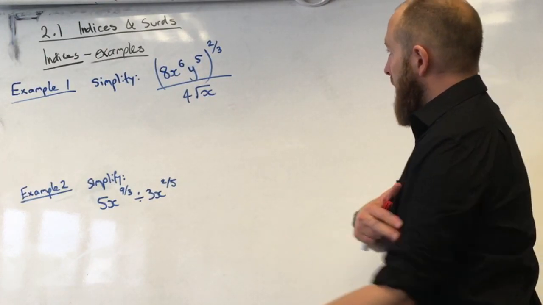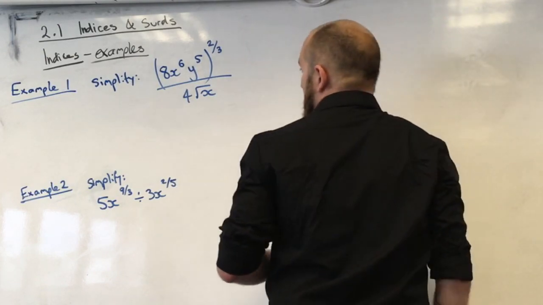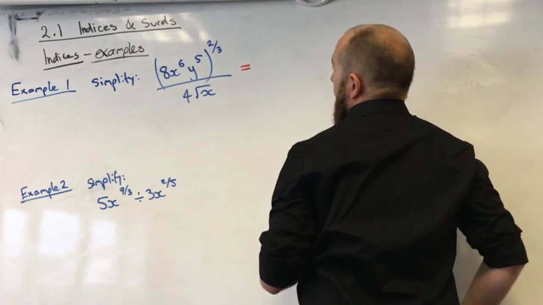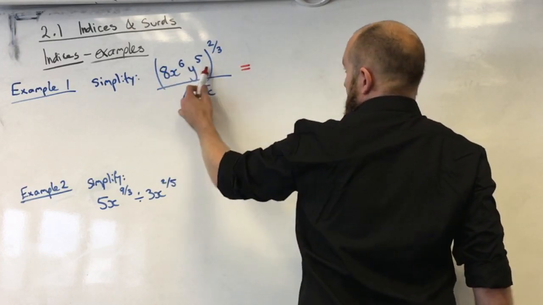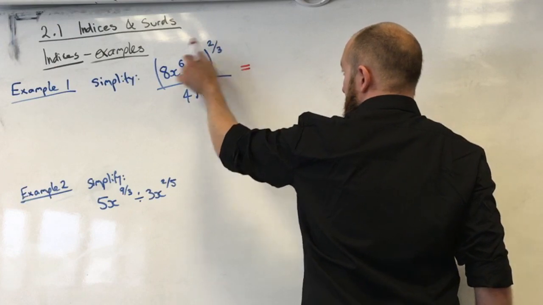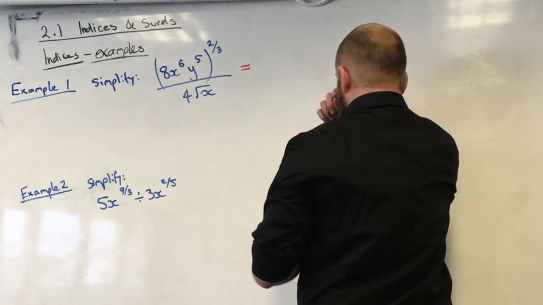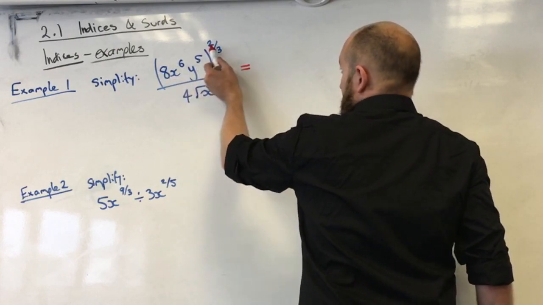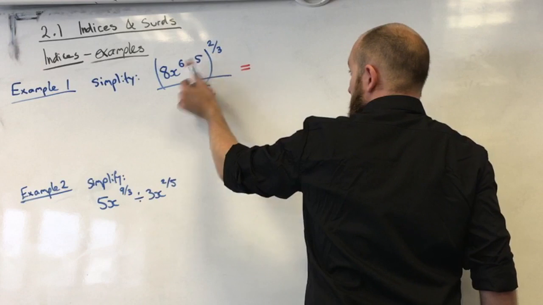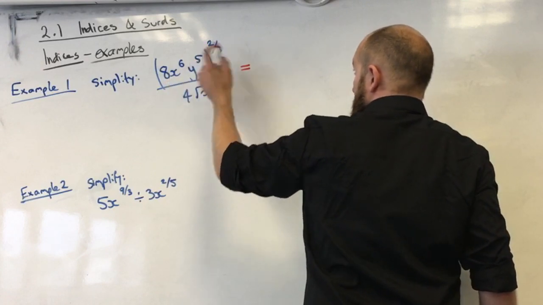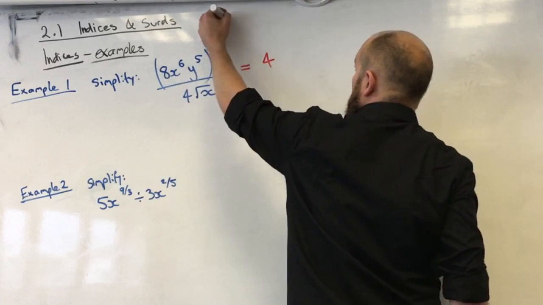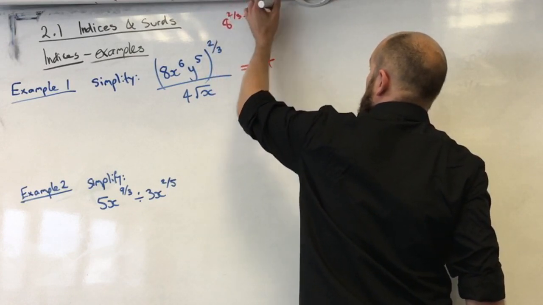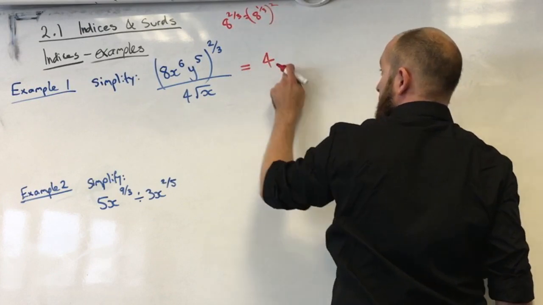Okay, so the first one, simplifying this expression. We've got 2 bits to simplify, top and the bottom, so we'll do the top first and worry about the bottom bit in a minute. Now, because we've got a load of stuff in brackets to a power, we need to make sure this power applies to each bit in the brackets. So first of all, 8 here, we're going to have to cube root 8 and then square it. So the cube root of 8 is 2, and then 2 squared is 4, which gives us that.